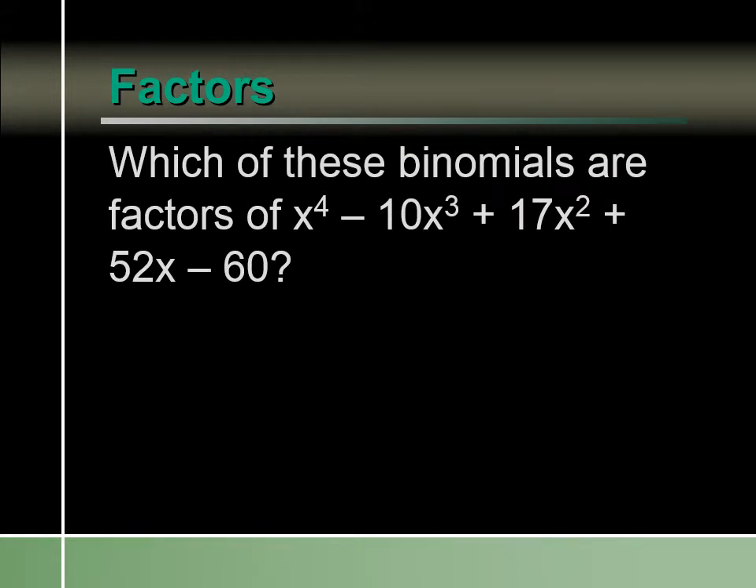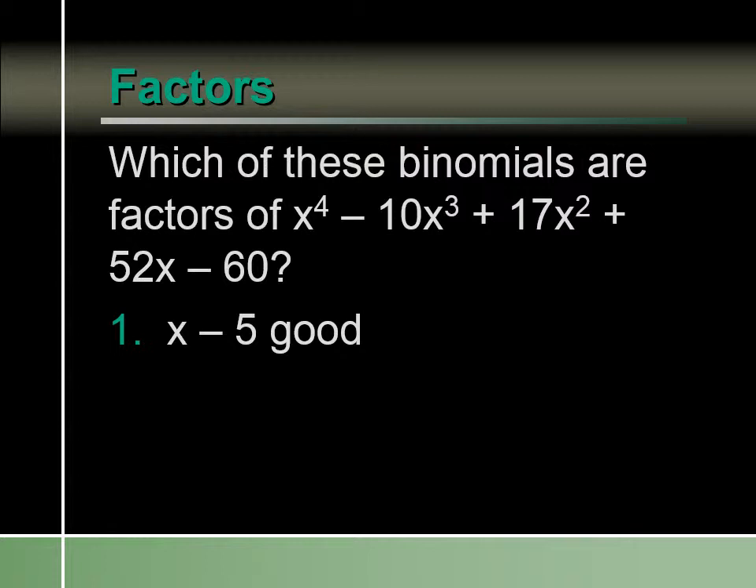All right, so let's test our skills. We want to know which of these binomials are factors of x to the 4th minus 10x cubed plus 17x squared plus 52x minus 60. So the first factor they give us is x minus 5. I'm sorry, the answer already showed up on there.